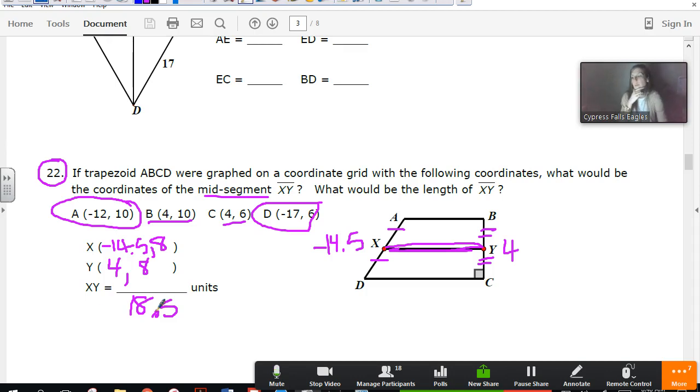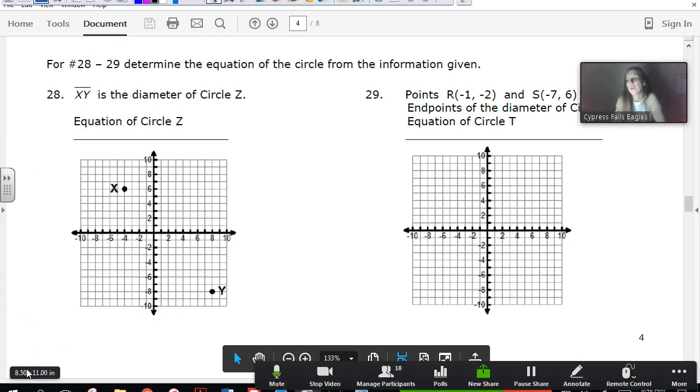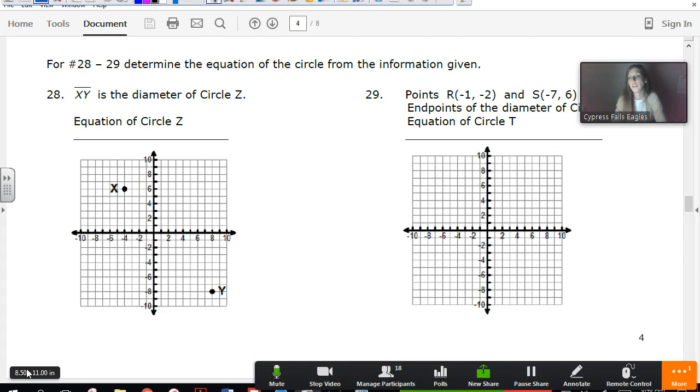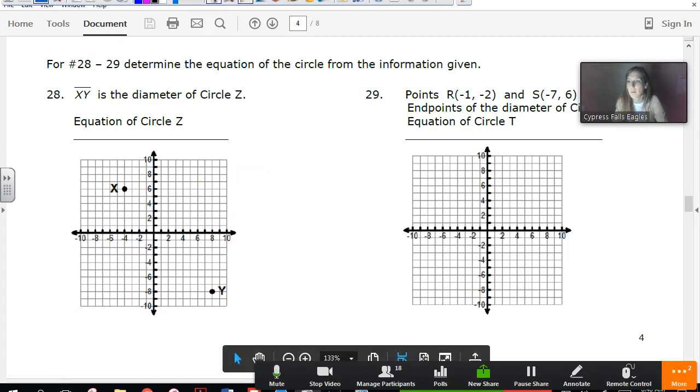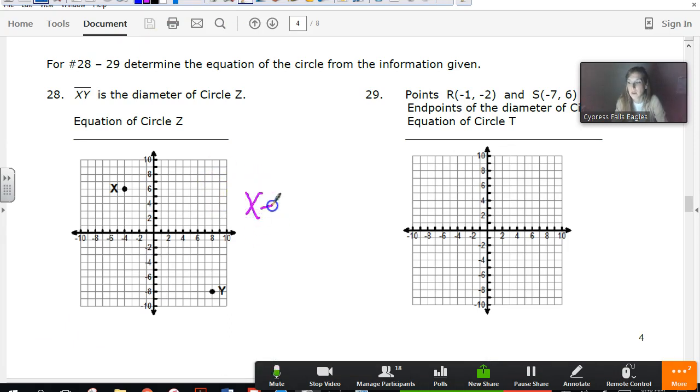It's nice and horizontal. Let's look at 28 and 29, determining the equation of the circle from the information. All right. In 28, xy is the diameter. The equation of the circle, you need two things, and it's going to be multiple choice. You don't need to write it from scratch. Let me just give an example because this is not in your formula chart. Let's pretend this is one of the answer choices. I am totally making up numbers. This has nothing to do with the problem. We're going to work backwards real quick and then we'll do it.